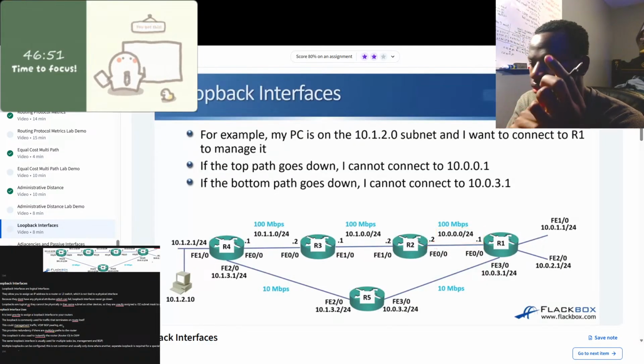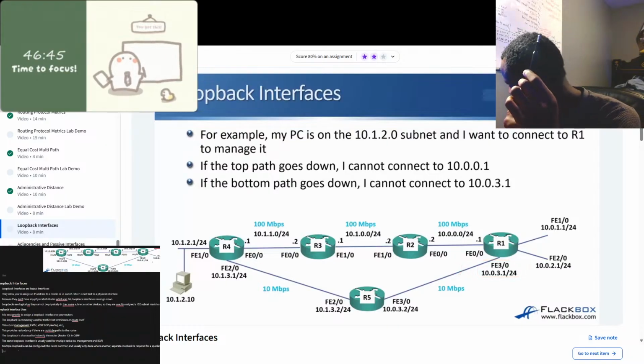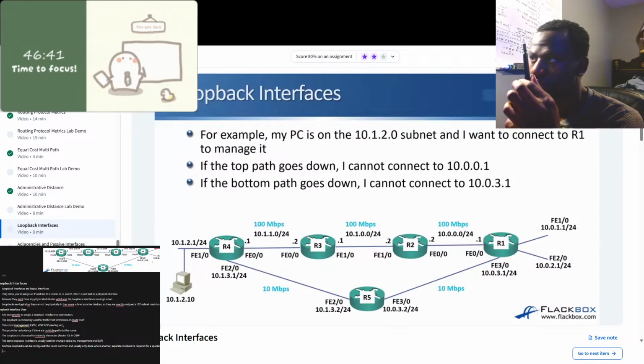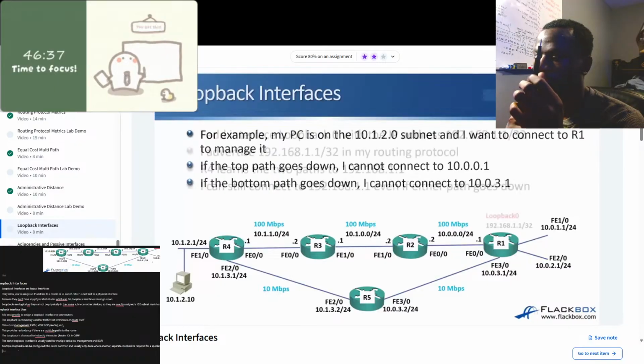If the bottom path goes down, we can't connect to 10.0.3.1. So we're going to use a loopback, so that way we get a single IP address that we can use to connect to R1 even if one of those paths goes down.